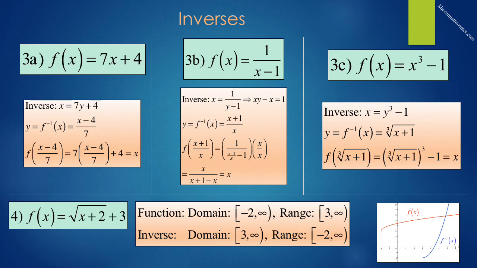This is verified on the graph. We show the function f of x equals the square root of (x plus 2), plus 3 in red. And it is obvious that x must be greater than or equal to -2 and y must be greater than or equal to 3. The inverse is shown in blue. And we see that the domain is x greater than or equal to 3, and the range is y greater than or equal to -2.